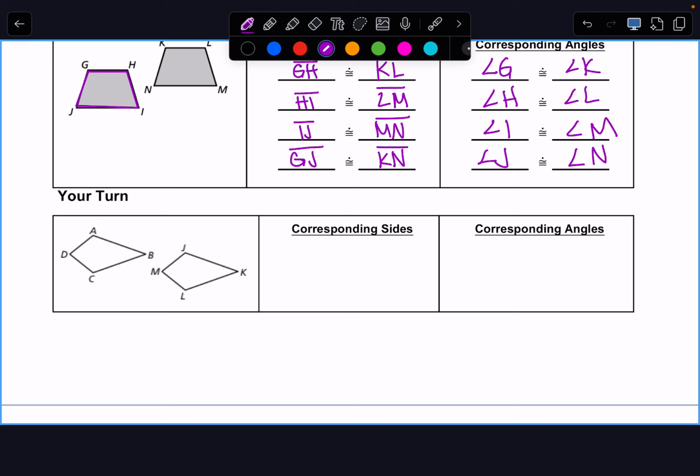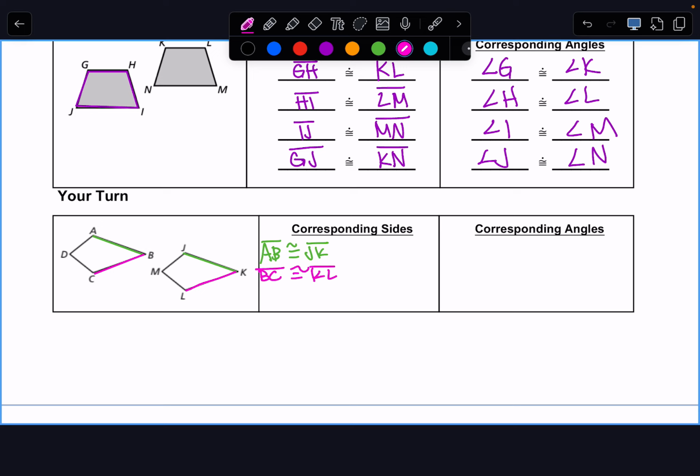All right, so our corresponding sides, Landon B, give me one set that you wrote down. JK. And? What's in the same spot as JK? AB? Okay. All right. Red, give me another set of congruent sides. BC. And? KL. Okay, BC and KL.